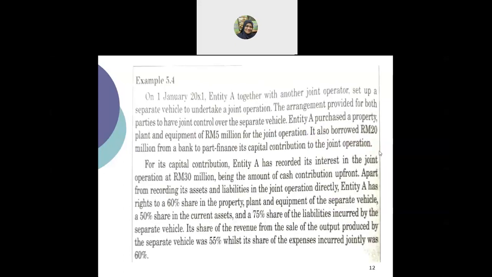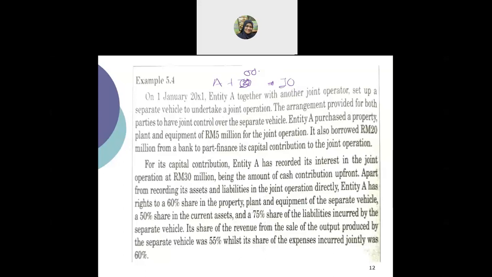So let's try to look at this example here. On 1st of January X1, entity A together with another joint operator, so we don't know who they are, come up with a new company, a separate vehicle to undertake the joint operation.